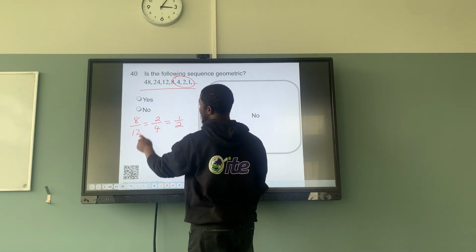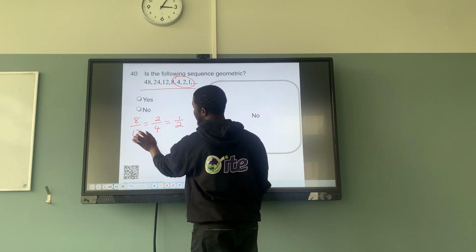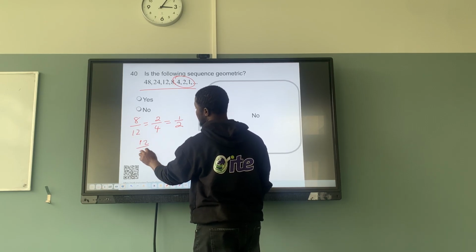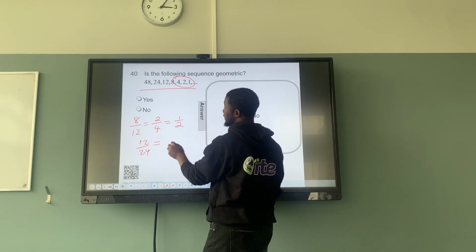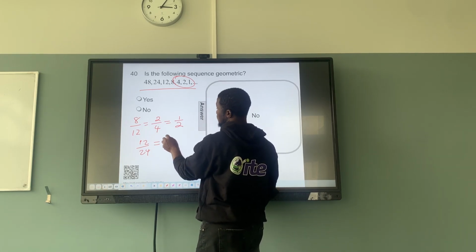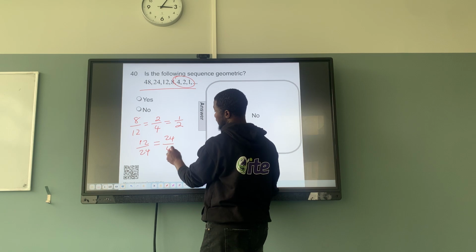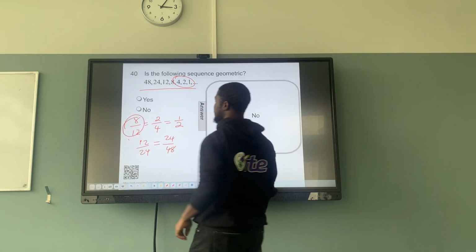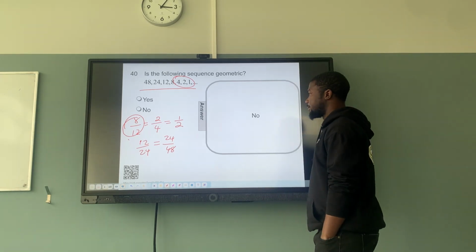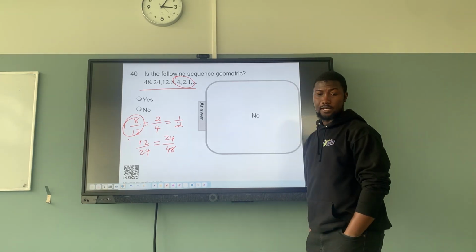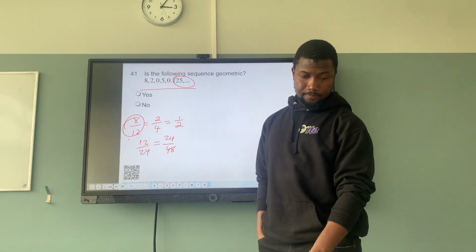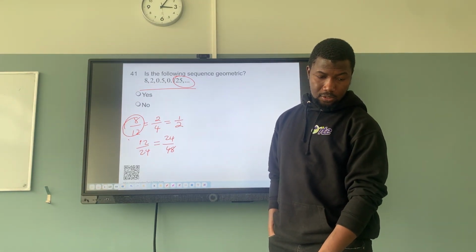So looking at that, what you have is 8 over 12, and now 12 over 24. This should also be the same as 24 over 48. So the odd one is 8 over 12. Because of that, this is not a geometric sequence. This is not a geometric sequence.